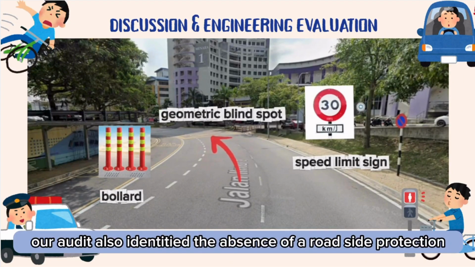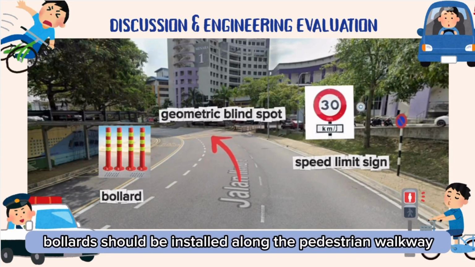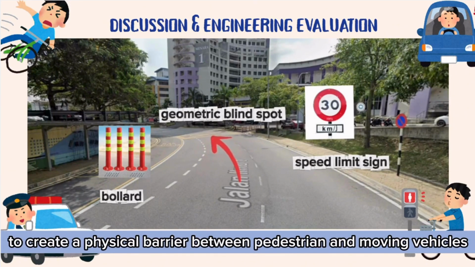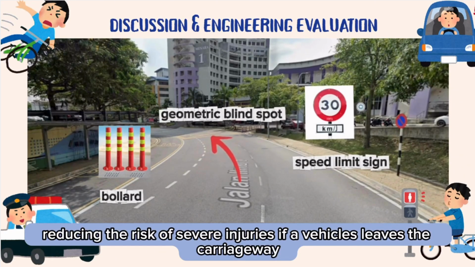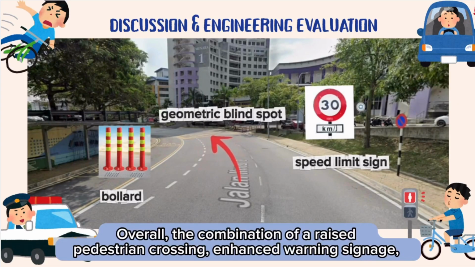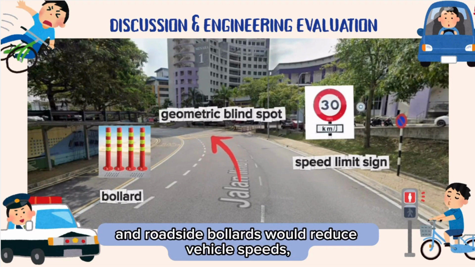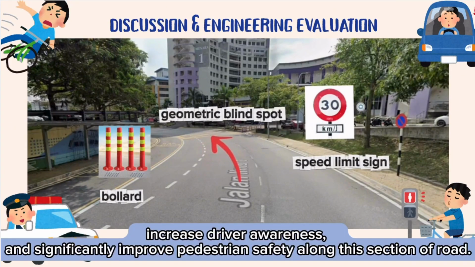Our audit also identified the absence of a roadside protection bollard. It should be installed along the pedestrian walkway to create a physical barrier between pedestrians and moving vehicles, reducing the risk of severe injuries if the vehicle leaves the carriageway. Overall, the combination of a raised pedestrian crossing, enhanced warning signage, and roadside bollards would reduce vehicle speeds, increase driver awareness, and significantly improve pedestrian safety along this section of road.